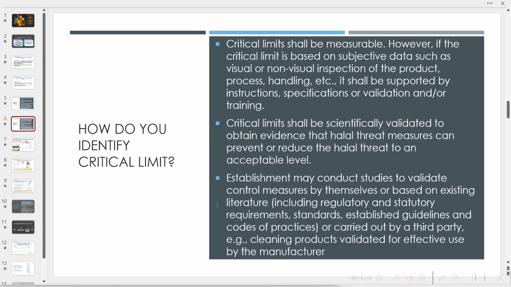The second explanation is critical limit shall be scientifically validated to obtain evidence that halal trade measures can prevent or reduce the halal trade to an unacceptable level. For example, nowadays people prepare food, we have a better machine now. For example, previously people cook food. Now, for me, for example, I want to prepare omelette, I just use air fryer without oil.